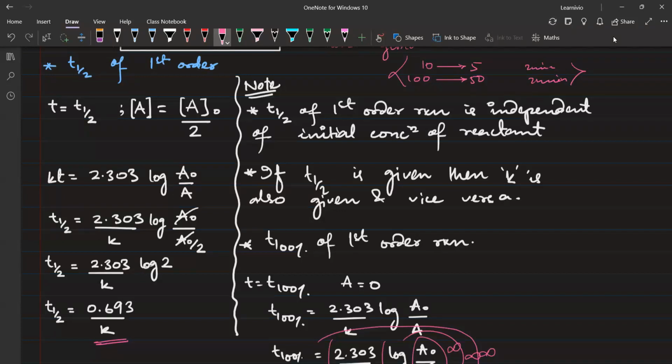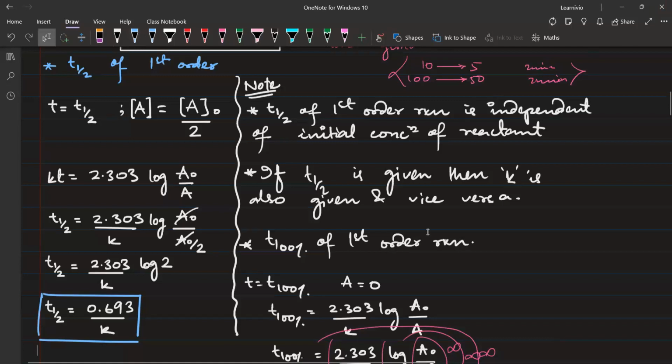If T half is given, then K is also given and vice versa. In this particular point, I am telling you that if they have given you the T half of a particular reaction, then please understand that they expect that you know this formula and you know the K also. So if T half is given, K is given, and if they have given the K, then they have also given the T half. So this is one of the expressions that you have to learn by heart. T half is equal to 0.693 divided by K for a first order reaction.